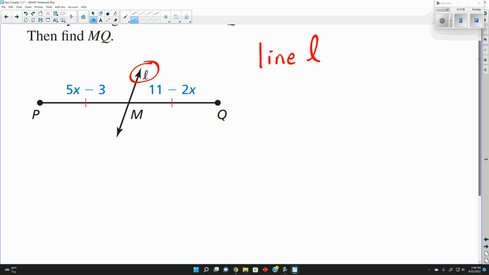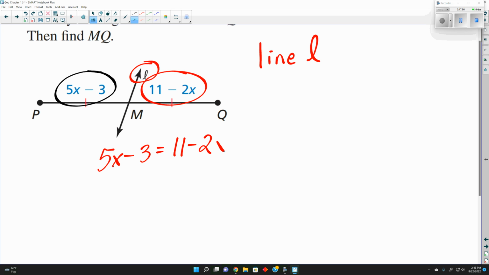So we know it bisects the line, yes? So we know that line segment PM is going to be congruent to what? Line segment MQ. So those two line segments are going to be equal, yes? We could do the same thing we did on the last one, or really what are we saying? We're saying that 5x minus 3 is equal to what? Yes, 5x minus 3 is equal to 11 minus 2x. We can start with this here. We don't have to go through that entire process every single time. Let me rephrase that. I'm not going to make you go through that process every single time.